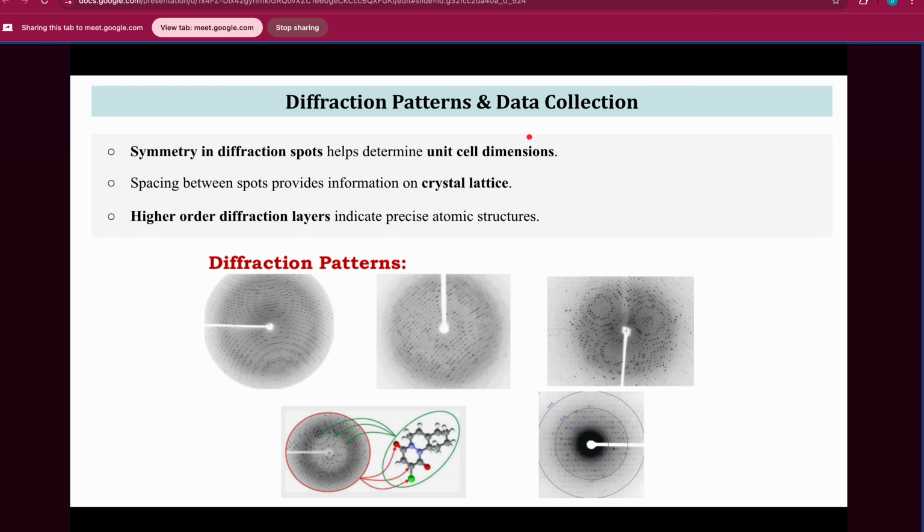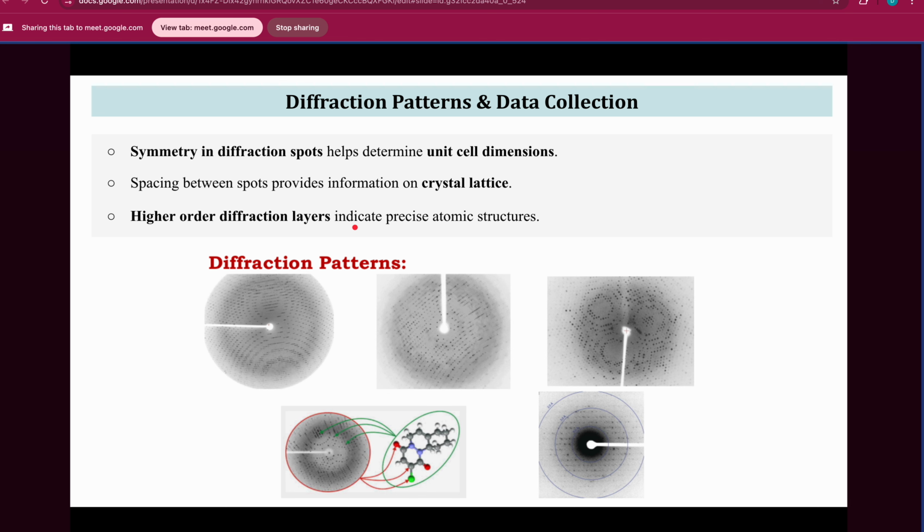Then comes diffraction patterns and data collection. If there is symmetry in the diffraction spots, it helps us to determine the unit cell dimensions. If there is symmetry, then you will be better able to distinguish among the atomic positions, and you will be able to determine the unit cell dimensions. Spacing between the spots provides information on the crystal lattice.